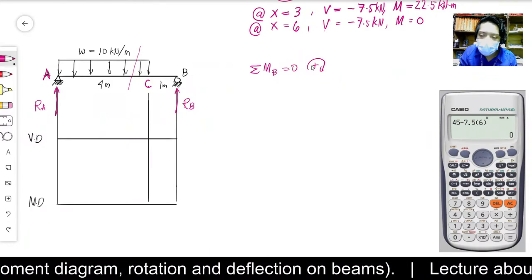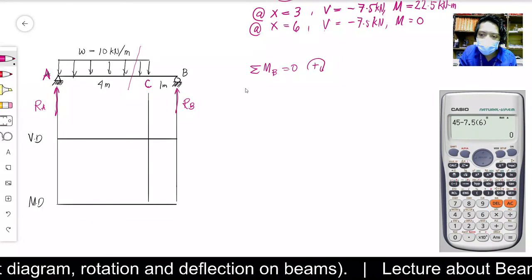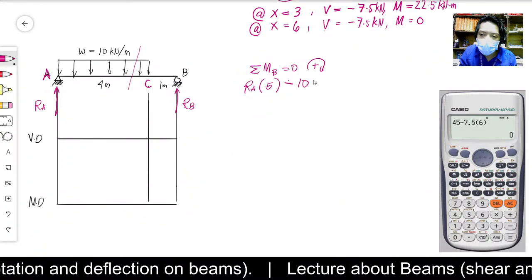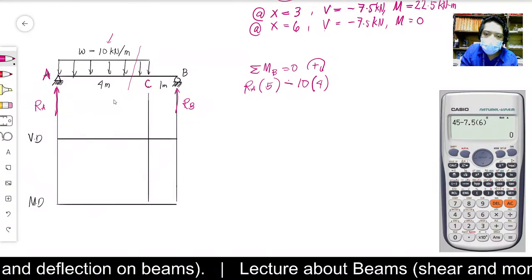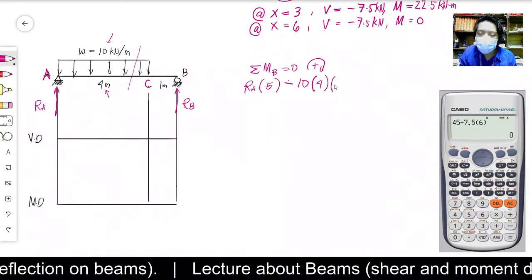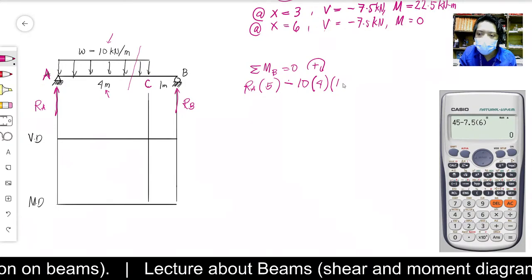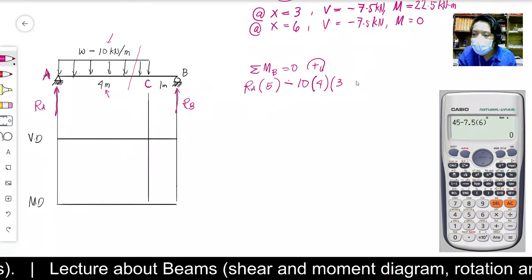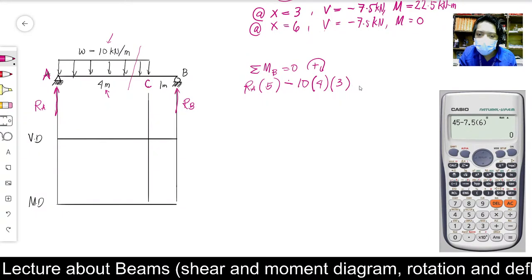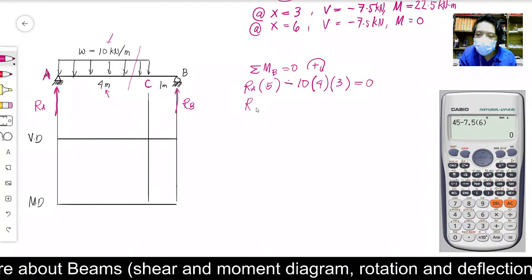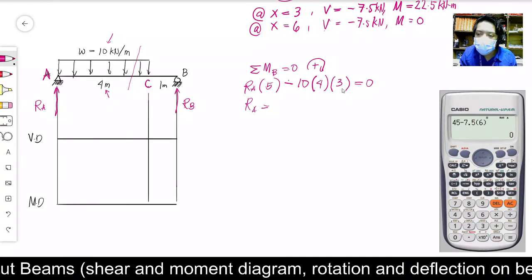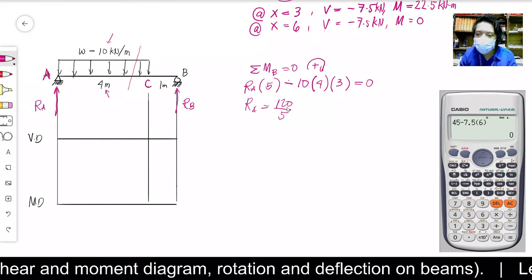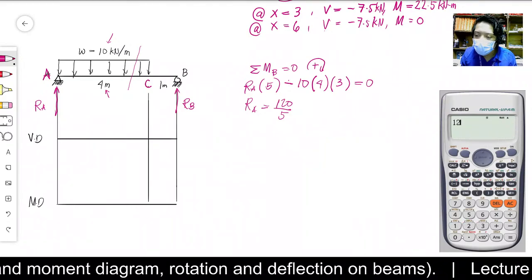Let us take the clockwise moment as the positive moment. So we'll have RA multiplied by 5, minus 10 times 4. This is 10 times 4, the magnitude of the force, times the moment arm, that is 1 plus 2, which is 3. Nothing else, right? This is equal to 0. Solving for RA, RA is equal to 4 times 3 is 12, times 10 is 120. So this is 120 over 5.